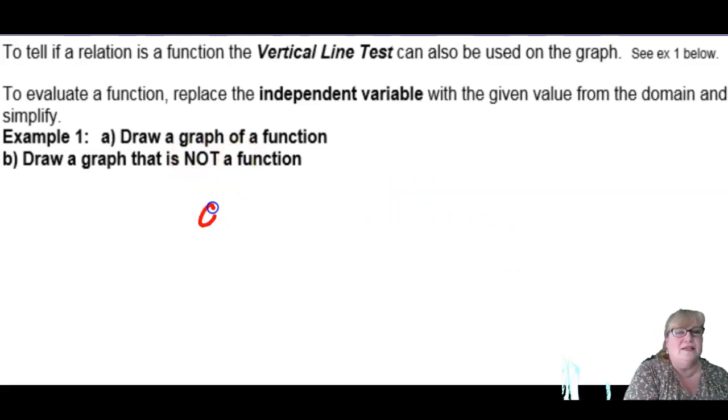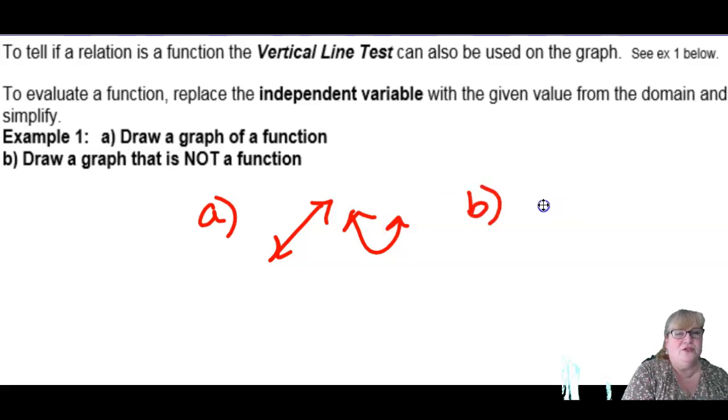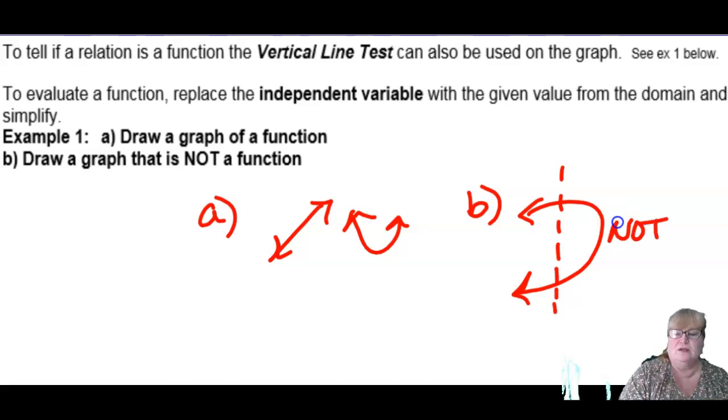To tell if a relation, oh, we got a vertical line test thing going on here. Okay, so A says draw a graph that is a function. We could draw a line, we could draw a parabola, etc. B says draw a graph that's not a function. I'm going to draw one that goes this way because it would fail the vertical line test. That would be not a function.